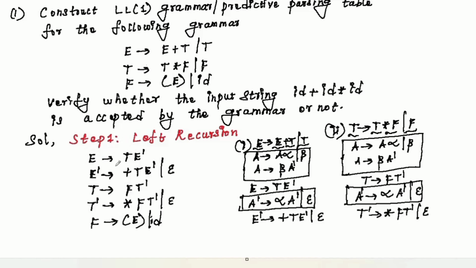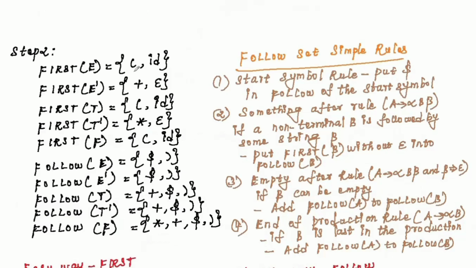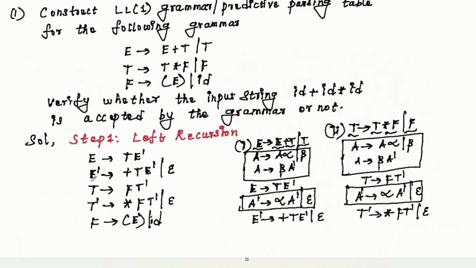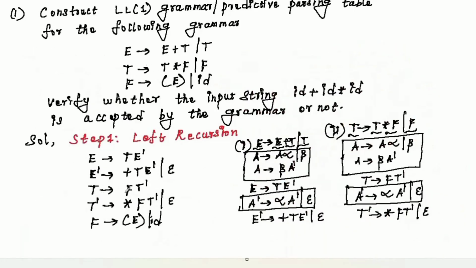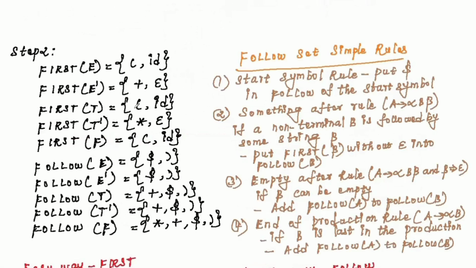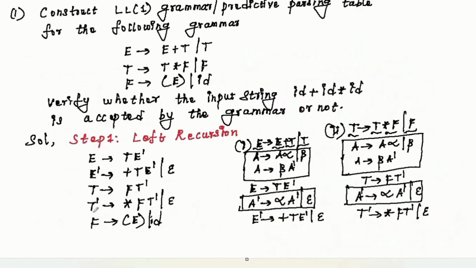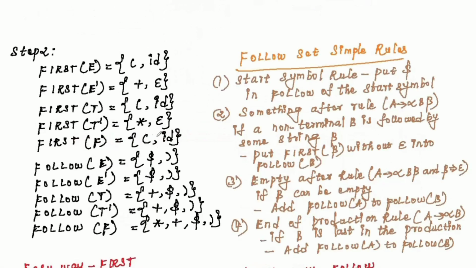Then T starts with capital F, so first of F is open bracket and ID. Here you write open bracket, ID. Next, first of E dash is plus or epsilon. Write plus or epsilon. First of T starts with capital F; first of F is open bracket, ID. Write open bracket, ID. First of T dash is star, epsilon. Here you write star, epsilon. First of F is open bracket, ID.